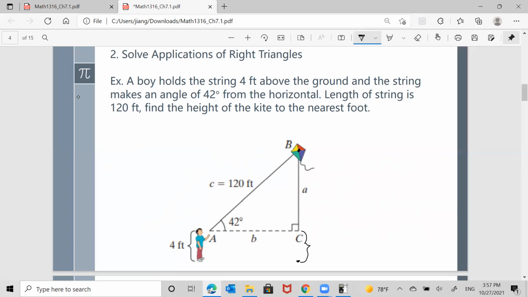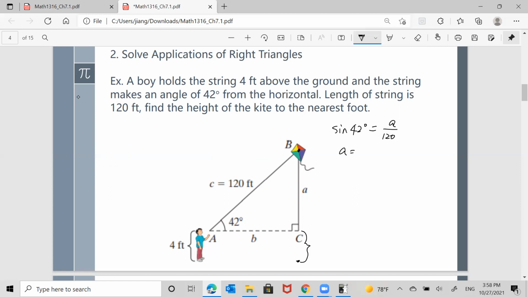That means first step, find the A from the right triangle, and then add 4. So how to find the A? The opposite over hypotenuse is the sine. That means sine 42 degrees equals A over 120 feet.